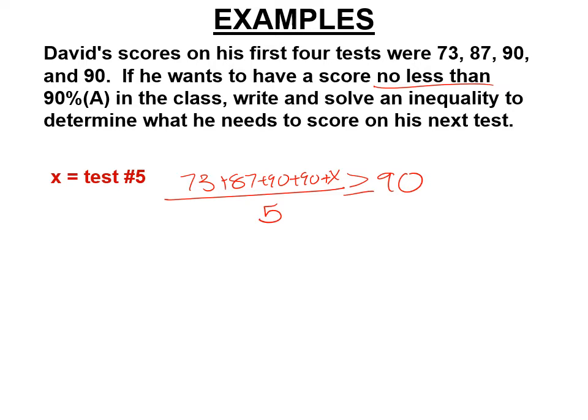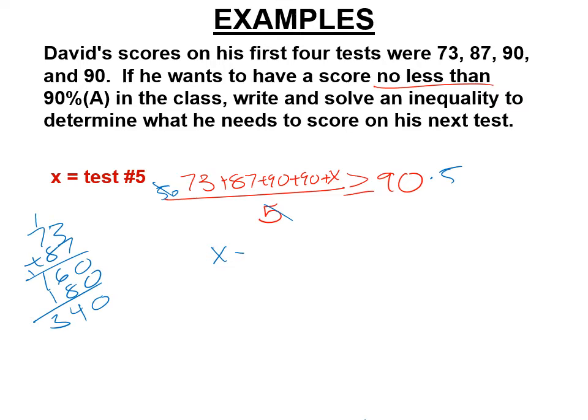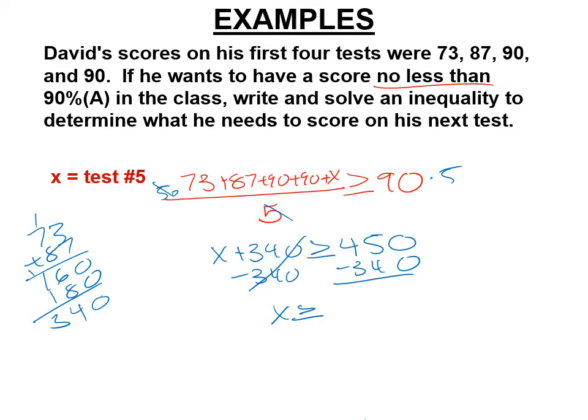Well, we're going to multiply both sides by 5, so we can cancel the 5. And we have, let's add up: 73 plus 87 is 160. 90 plus 90 is 180. 160 plus 180 is 340, so I'm getting x plus 340, and I've multiplied both sides by 5. It's greater than or equal to 450. All right, so we're going to subtract 340 from both sides, and x is greater than or equal to 110. So he needs 110% on the next test if he wants to have an average of 90.